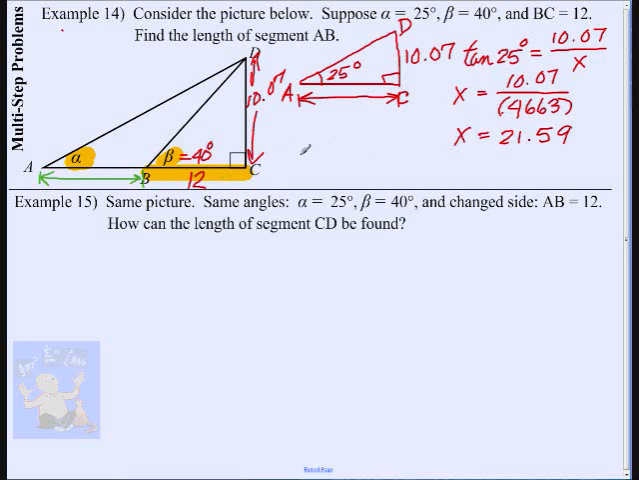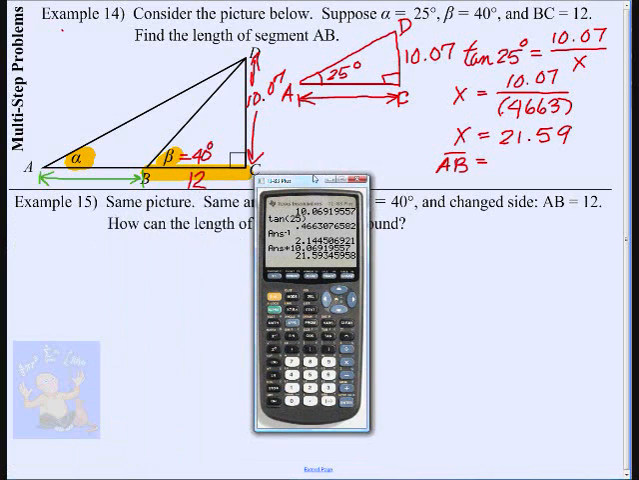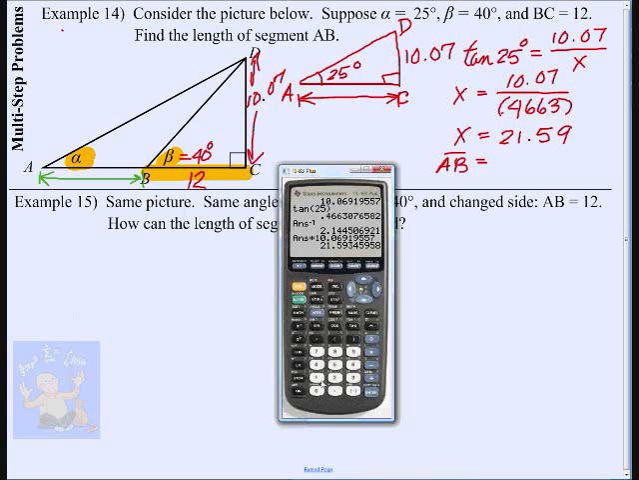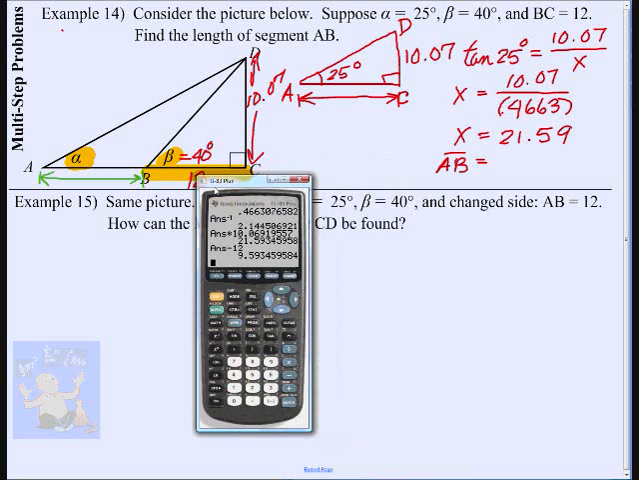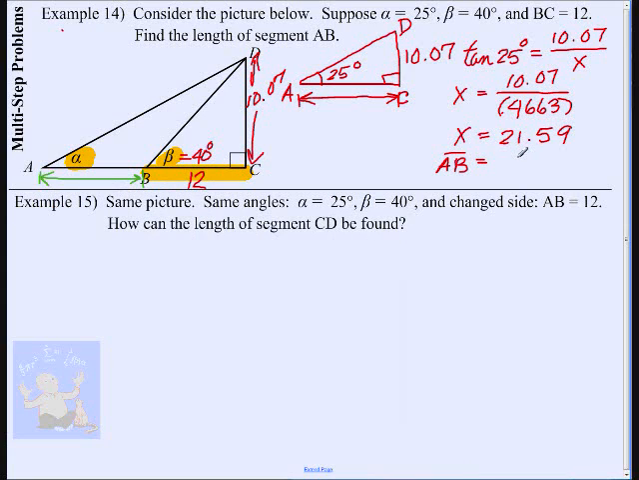Well, if the whole length is 21.59 and I want to know what this is, what do I do to find out what AB is? The length AB is equal to 21.59 less 12, right? So if I subtract 12 from this, should be an easy enough thing to do by hand, but let's just do it here. Negative 12, 9.59.